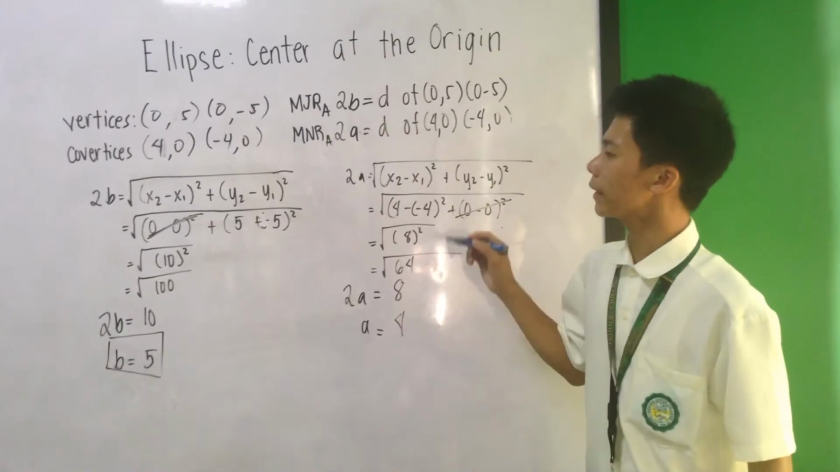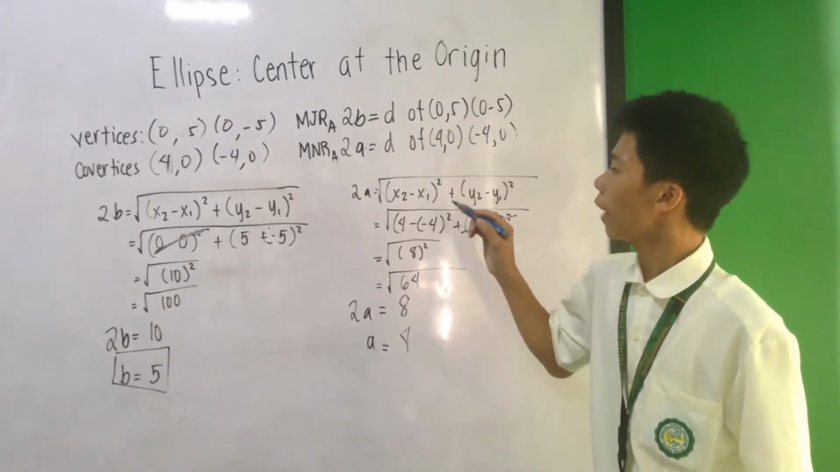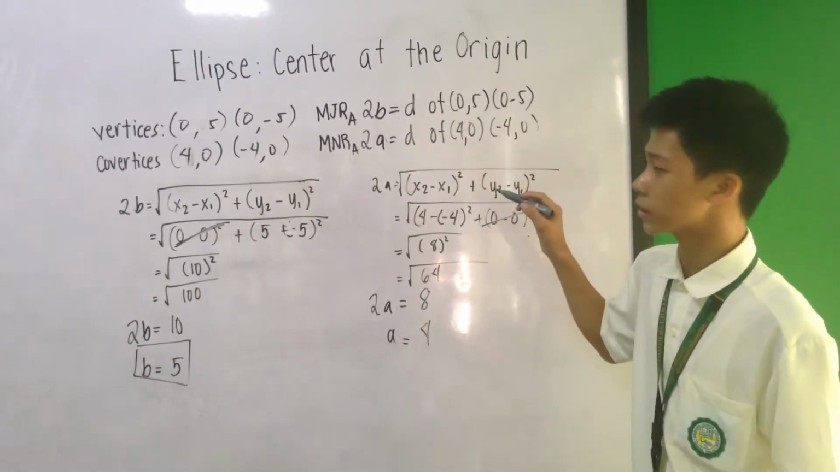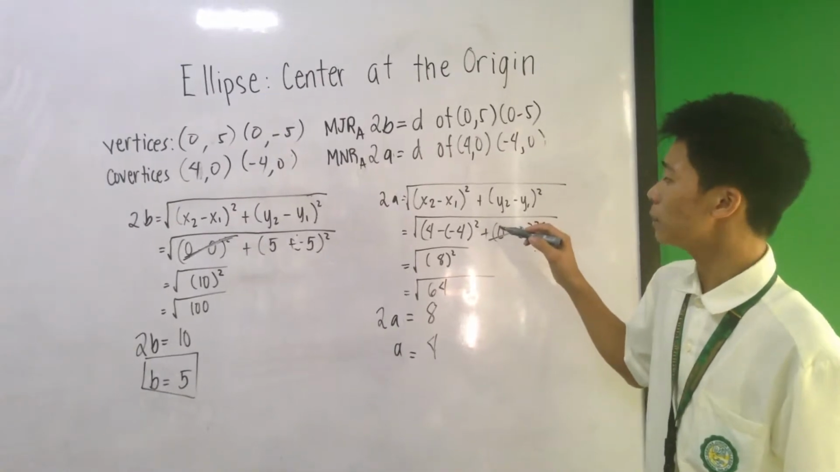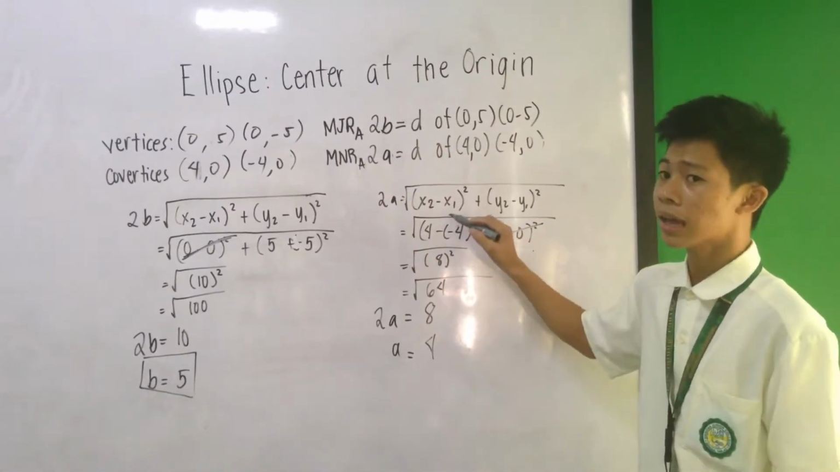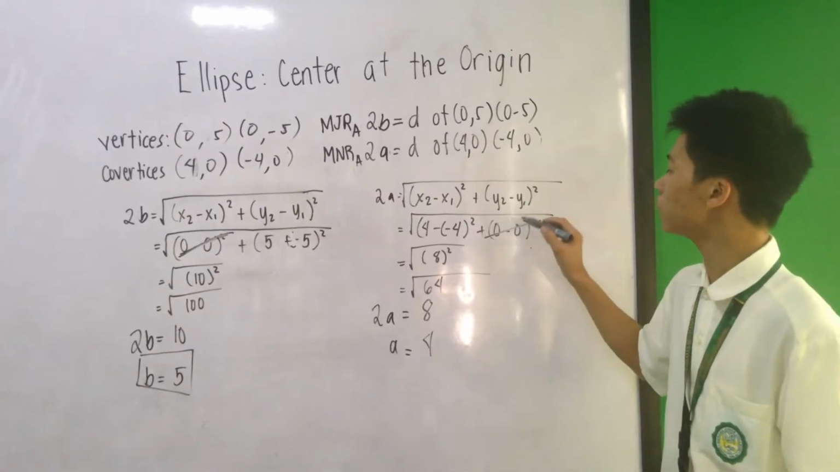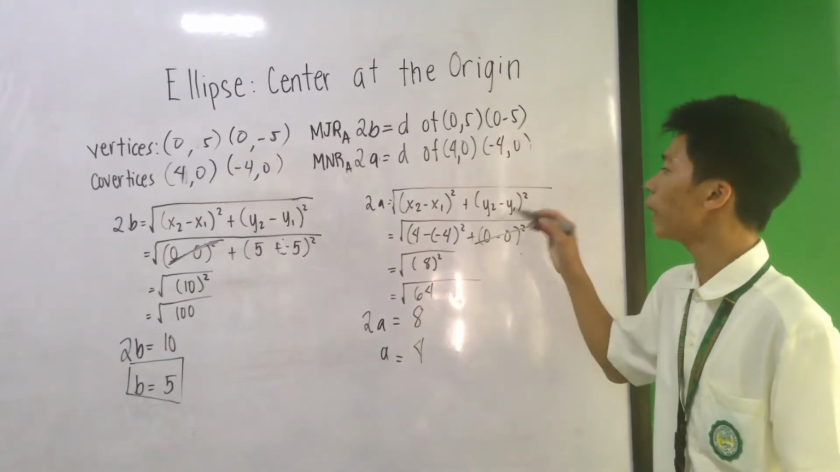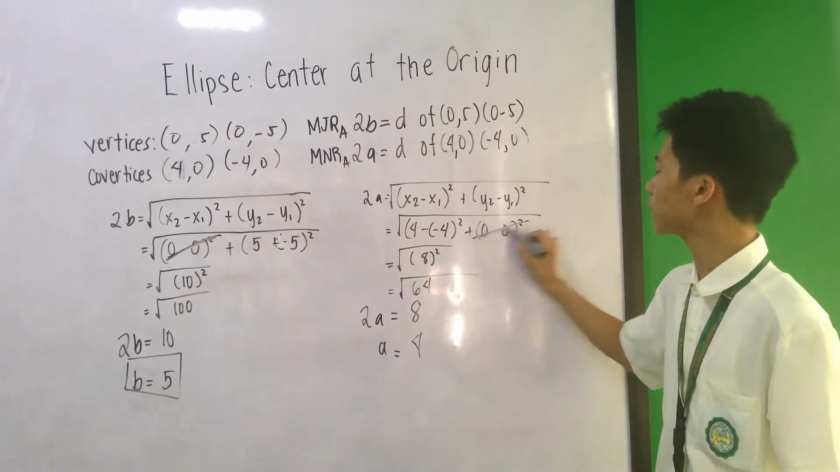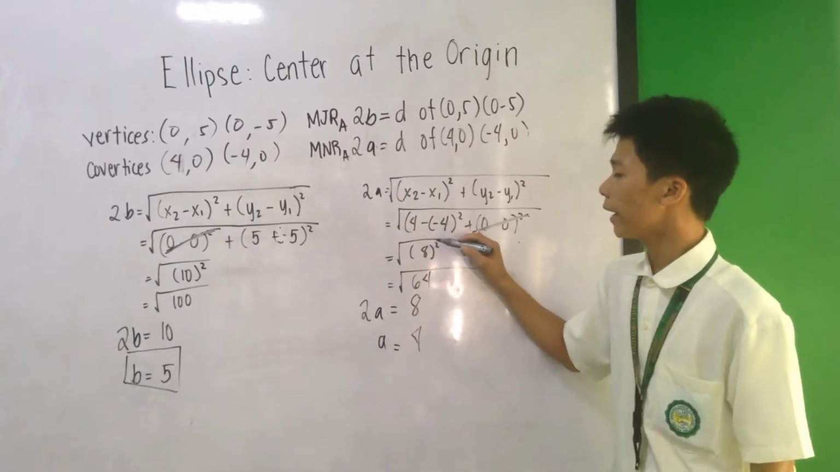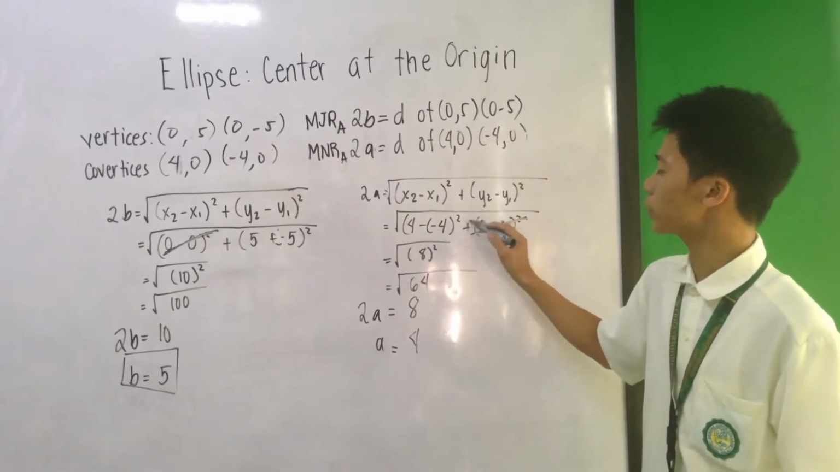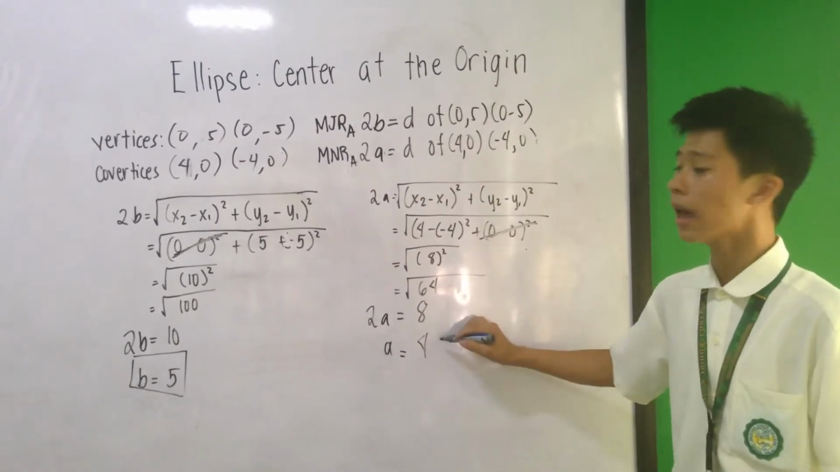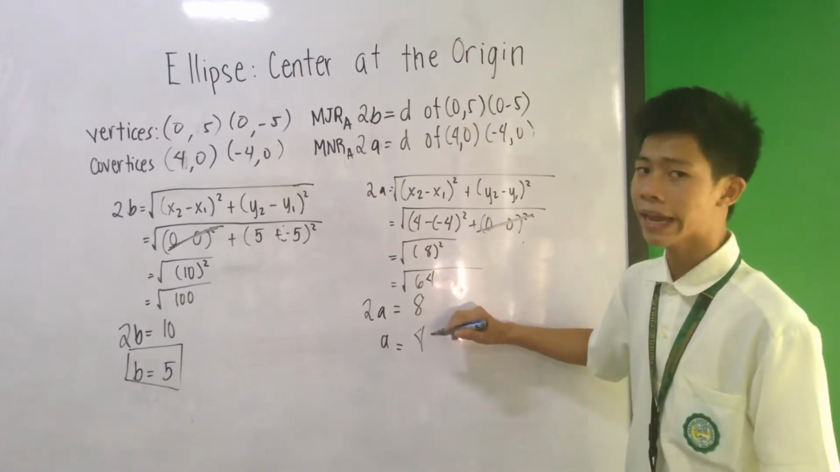And now we will get the distance of the co-vertices, which is the minor axis. So 2a will be equal to the distance of the co-vertices. So 2a will be equal to the distance formula, the square root of (x sub 2 minus x sub 1) squared plus (y sub 2 minus y sub 1) squared. So same as before, substitute the values. The y-coordinates are 0, so this will be cancelled out since it is equal to 0. Then 4 minus negative 4 squared will be 8 squared. So 8 squared is equal to 64, and the square root of 64 is 8. The minor axis will be 8, and the a will be 4.